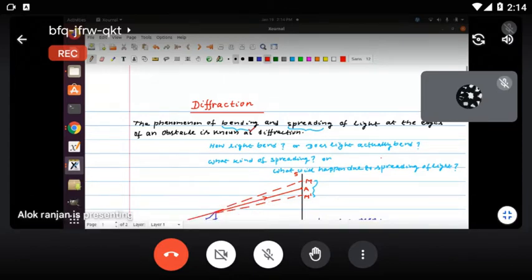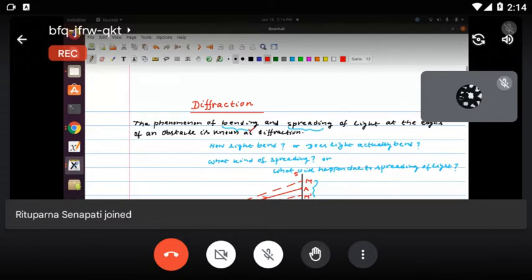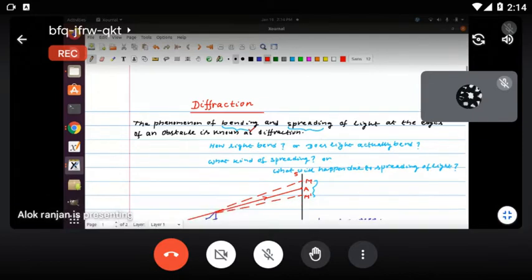But in fact, light does not bend. So here, when you say light bends, in what context will light bend, and what kind of spreading? In other words, what will happen due to spreading of light? If we answer this question, then probably we can understand this statement.